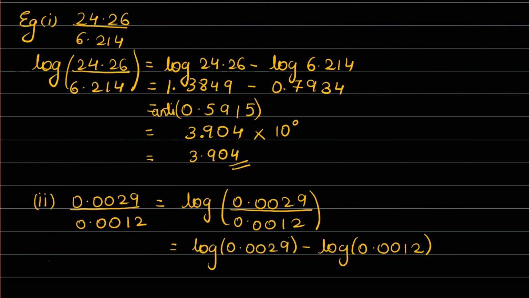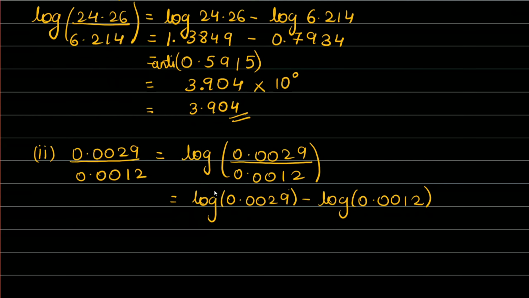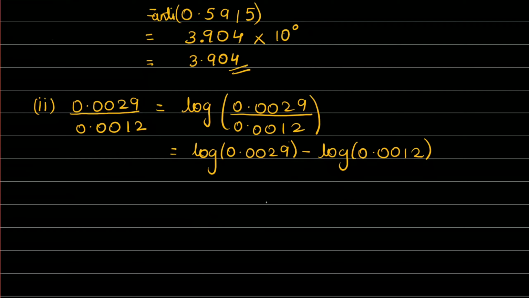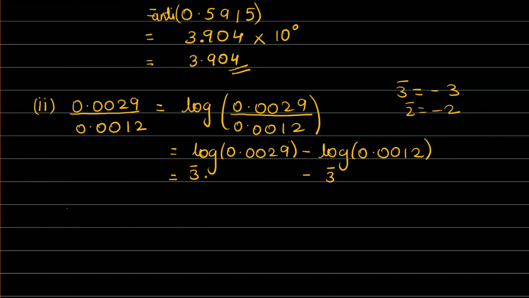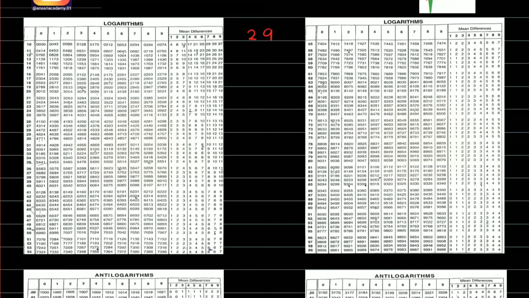As I said before, whenever there are zeros before the digits, or before the number, we have to write, as an example, before the number 2, there are 3 zeros. So we are going to write 3 bar, 3 point. Minus again over here 0.00, again before the number there are 3 zeros. So again, we are going to write 3 bar. Now check the value of 29 from the log table. 29. So 29 is somewhere here.